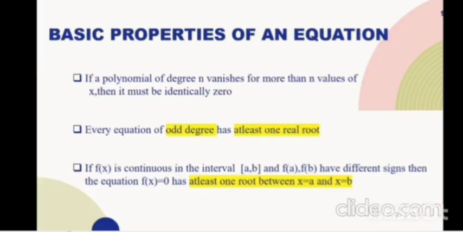The basic properties of an equation are these: if a polynomial of degree n vanishes for more than n values of x, then it must be identically 0. Every equation of odd degree has at least one real root. If f(x) is continuous in the interval (a, b) and f(a) and f(b) have different signs, then the equation has at least one root between x = a and x = b.